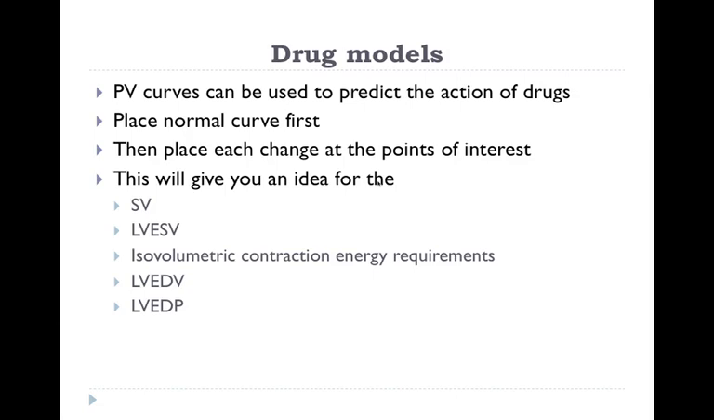It also will tell you a certain degree of isovolumetric contraction energy requirements that a medication may actually do or may actually be preventing. It also will give you the preload point, which is the left ventricular end diastolic volume. And some of these medications may actually alter the compliance curves of the patient, so it may actually end up altering your left ventricular end diastolic pressure as well.